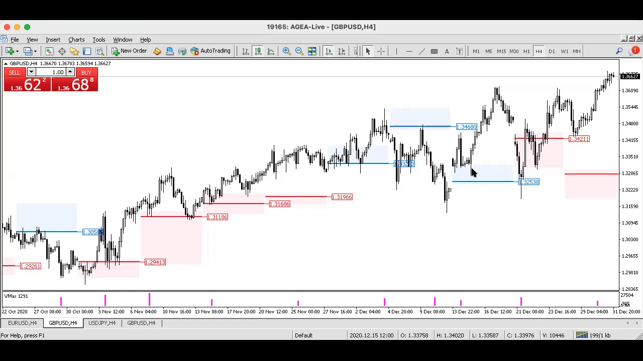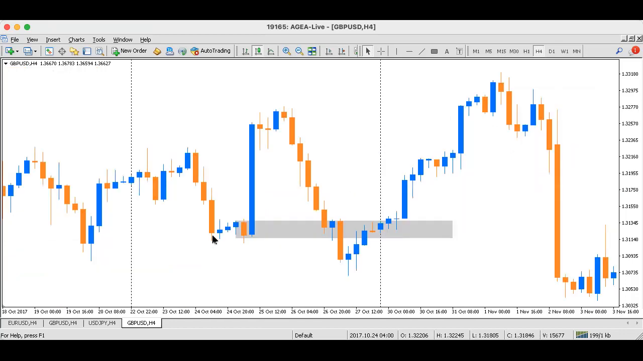I have one question. To draw the sandwich zone, we use the middle bar? Yeah, the high and low of the middle bar to draw the zone. Okay, that's it.